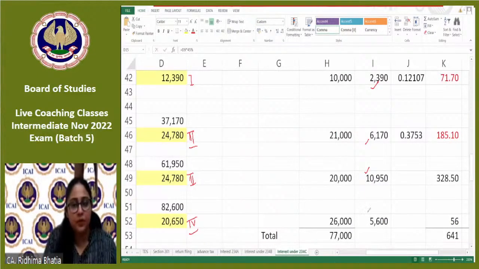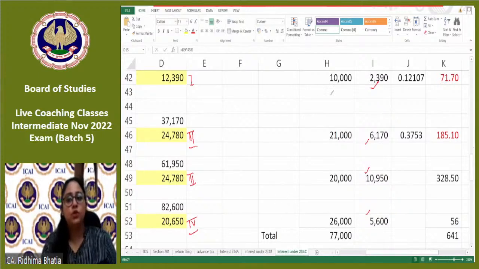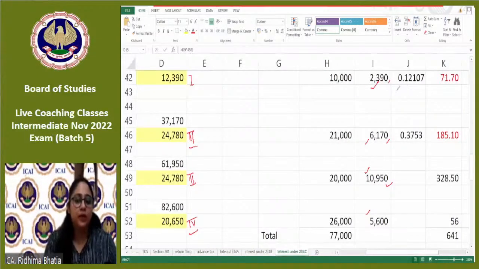Okay, so far what did I tell you? Charge 1% on the shortfall for 3 months for this installment, 1% for 3 months for this installment, and 1% for 1 month. This is what we understood, right? But you will have to do one check for the first and second installment. Now what is this check?